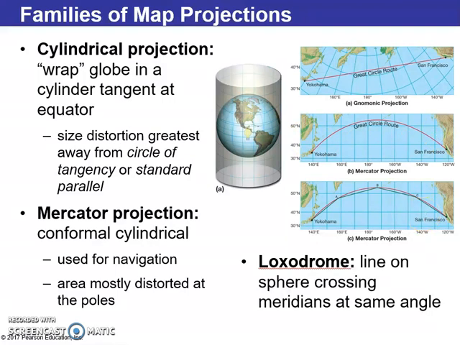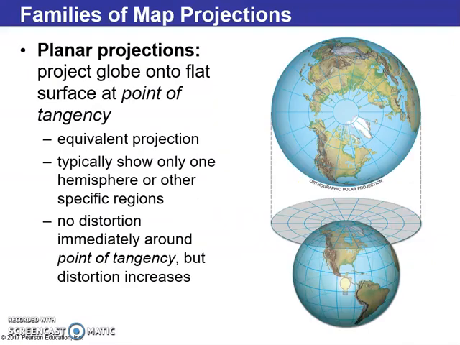Mercator projection, same kind of thing, conformal cylindrical, where we actually maintain the shape of the earth. So it is a negotiation of trying to keep 2 things.